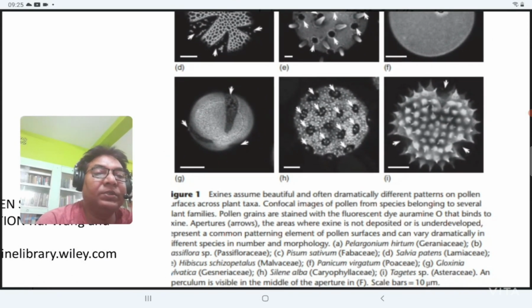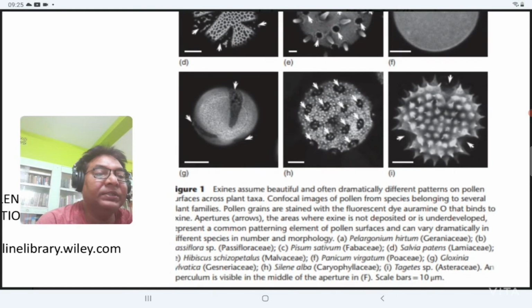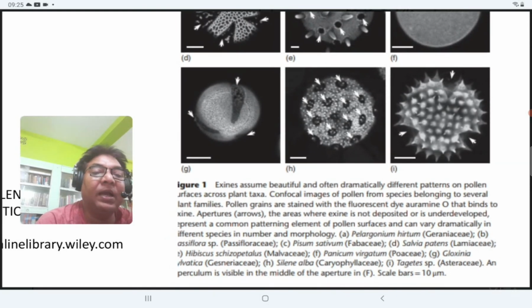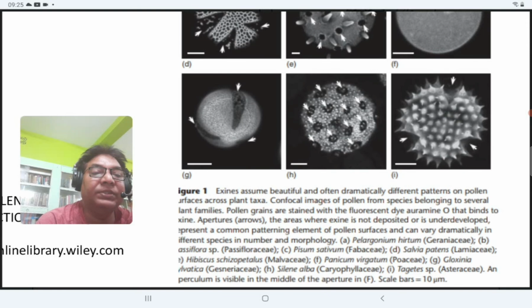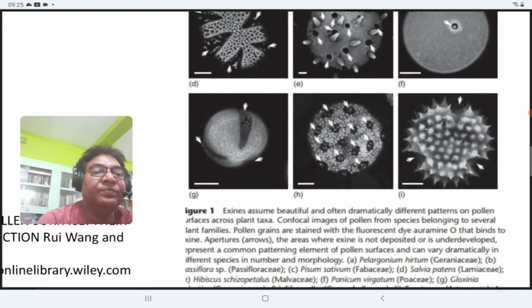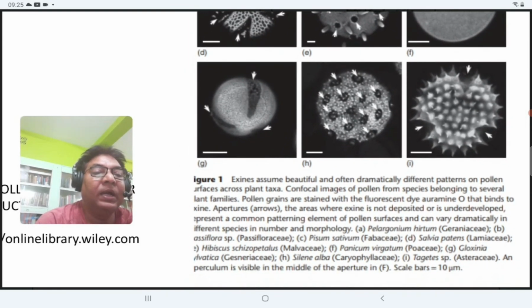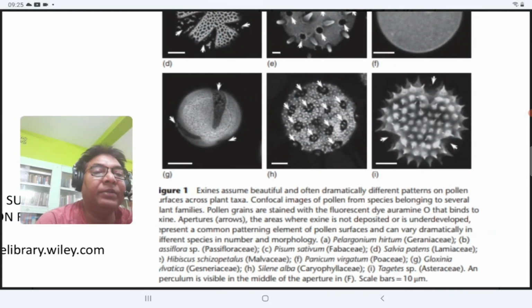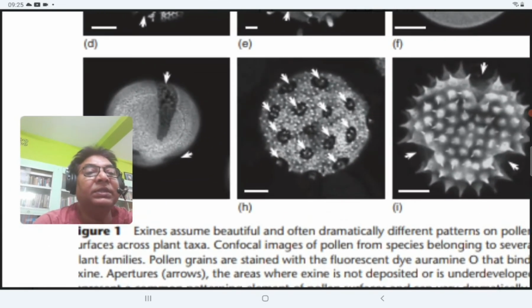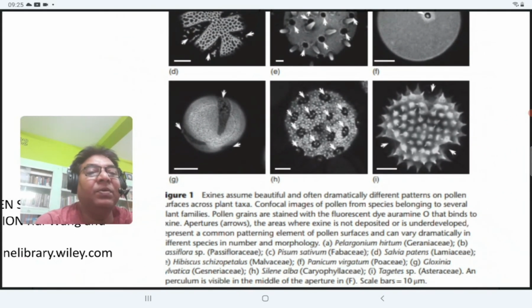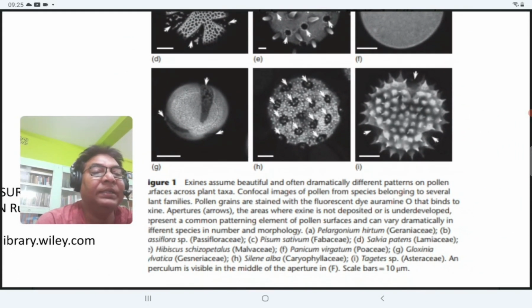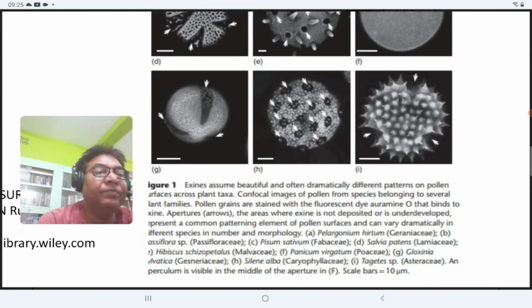G shows tricolpate situation. It is Gloxinia sylvatica of Gesneriaceae family. H is Silene alba of Caryophyllaceae. Here it seems to be scabrate with very small, or granulate you can say. And then I is again a spiny structure, and spines are very much pointed, and this belongs to Tagetes species of Asteraceae or Compositae family.